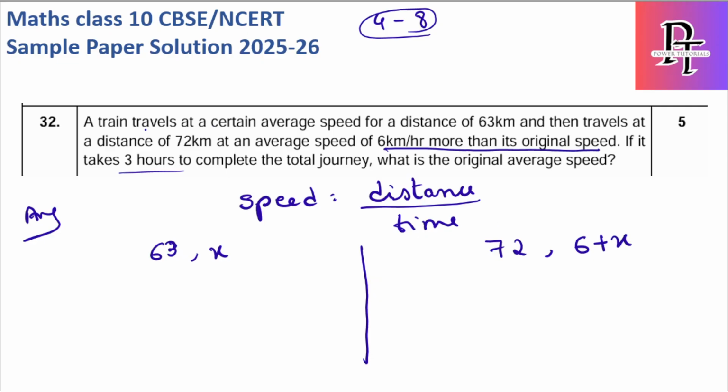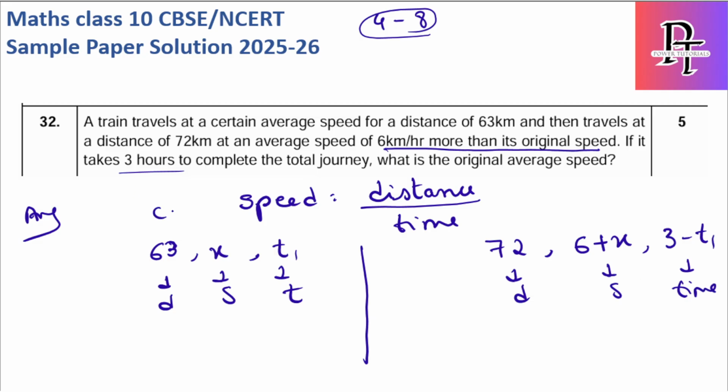Okay, I'm repeating the question again. Train travels at a certain average speed, we don't know the speed, let's assume it as x, for a distance of 63 kilometers, and then travels a distance of 72 kilometers at an average speed of 6 kilometers more than original, I'm considering it as x, so it will be 6 plus x. So it takes a total time of 3 hours. So if I say here it is t1, then here it will be 3 minus t1. Okay, so this is distance, this is speed, and this is time, whereas here this is distance, this is speed, and this is time.